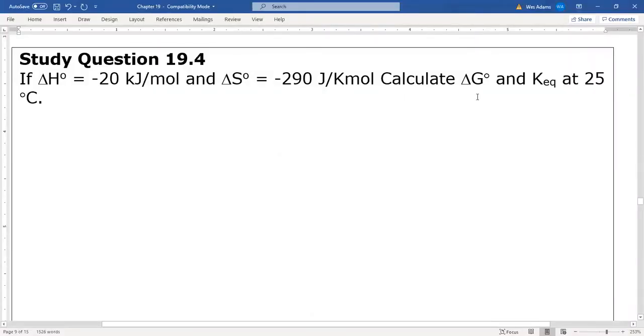So let's look at another problem. Let's say we got a delta H standard of negative 20 kilojoules per mole and delta S standard negative 290 joules per mole Kelvin, and we're going to calculate delta G and the equilibrium constant at 25 degrees Celsius. Now I don't have enough information to use the table, so I'm going to have to use the delta H and the delta S to get delta G.